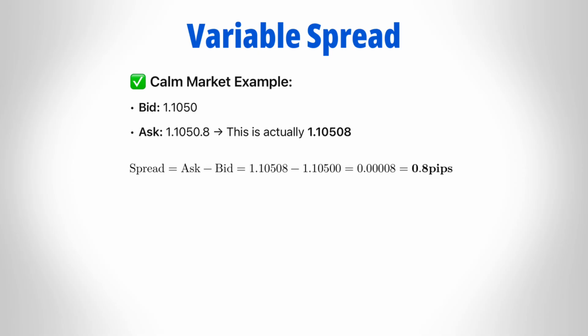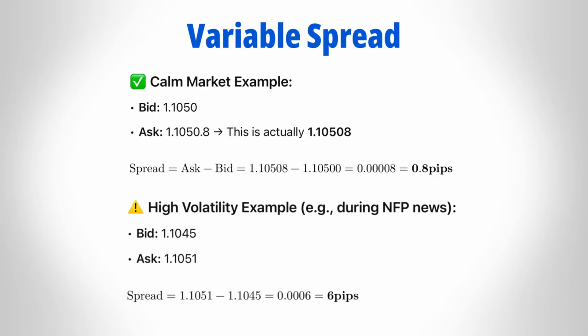Now this gives us a spread of 0.8 pip. But during high volatility, like say the US releases the non-farm payrolls, you may see a bid price of 1.10455 and an ask price of 1.1051, and that's a spread of 6 pip. You can obviously see the dramatic change from 0.8 pip to 6 pip. Now you see that that's a lot.